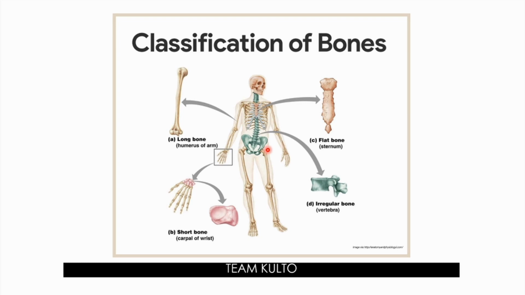Flat bone. Good example, sternum. Flat bones are thin, flattened, and usually curved. They have two thin layers of compact bone sandwiching a layer of spongy bone between them. Next, irregular bone. Good example, your vertebra.